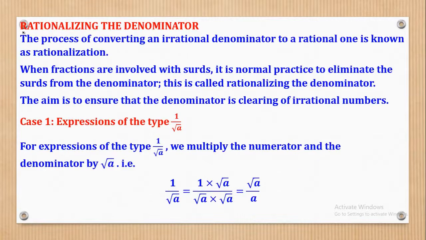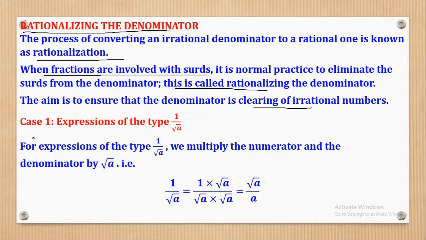So now we shall go to rationalizing the denominator. So the process of converting an irrational denominator to a rational one is known as rationalization. When fractions are involved in surds, it is normal practice to eliminate the surd from the denominator. Like I've already said, the answer can be left in surd form as long as the denominator does not have a surd. So in case the denominator has a surd, what you need to know is how to rationalize. So this is what we are going to deal with. So this is called rationalizing the denominator, and the aim is to ensure that the denominator is clear of irrational numbers, now that it doesn't have any surd.